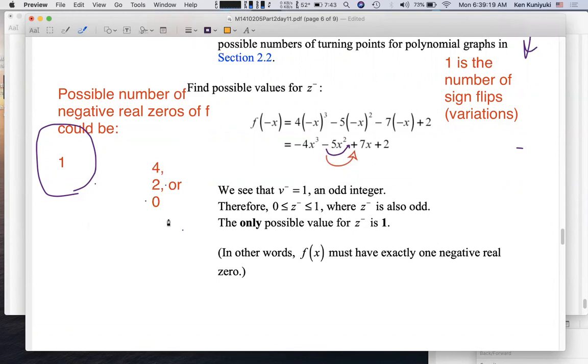So this may be helpful in conjunction with the rational zero test or rational roots theorem, for example. And again, sometimes Descartes' rule of signs will say that you have exactly 1 or exactly 0 positive or negative real zeros. Sometimes we get lucky and we get strong information like this.